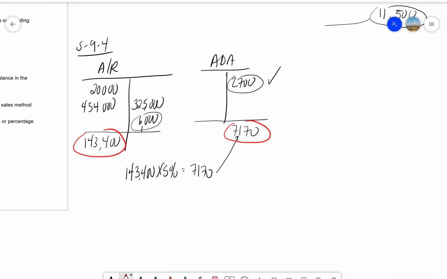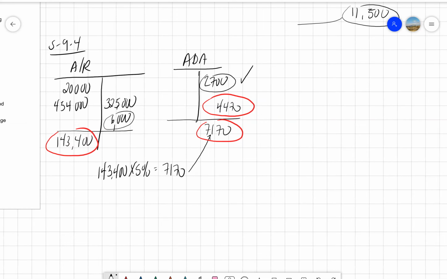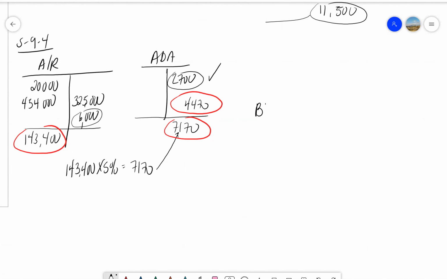Now the question is, what's going to be the amount of our adjusting journal entry? And once again, if you work through the math, we're going to get an amount that's going to bring us from $2,700 to $7,170, and so the adjustment needs to be $4,470. So our adjusting journal entry is going to be a debit to our bad debts expense, $4,470, and a credit to our allowance for doubtful accounts, $4,470.